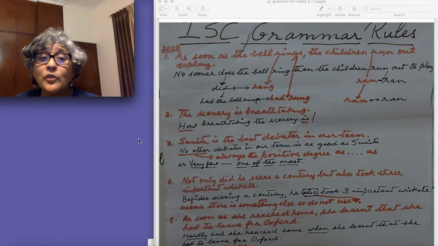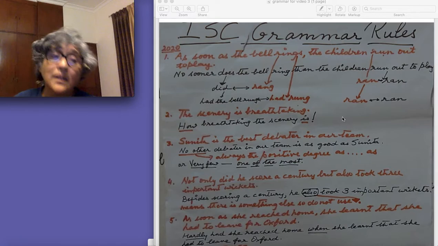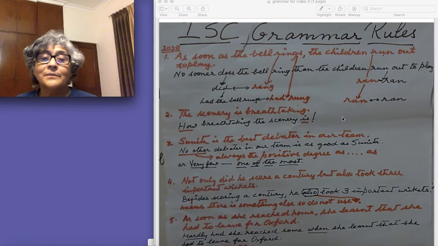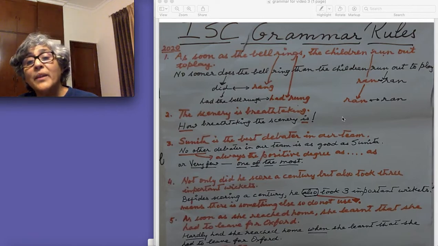Here, of course, how is not a question word. It is expressing the beauty, right? If it's a question mark, then it becomes a question. Okay. Next, Sunita is the best debater in our team.